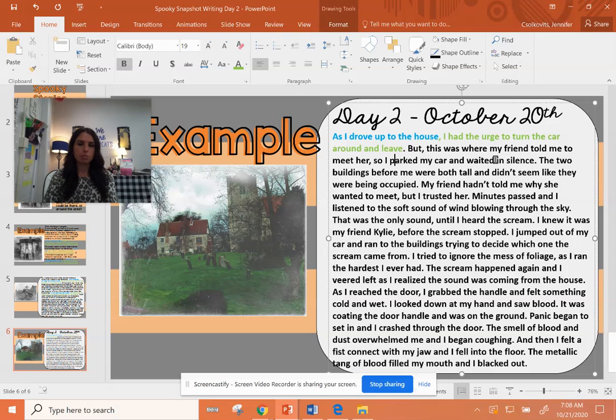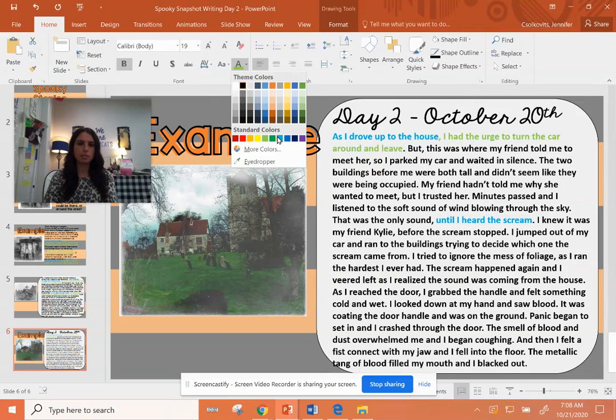Technically, that's a dependent clause. I'm just going to highlight just two, though. "The two buildings before me were both tall and didn't seem like they were being occupied." Good vocabulary. "My friend hadn't told me what she wanted to meet, but I trusted her. Minutes passed and I listened to the soft sound of wind blowing through the sky. That was the only sound until I heard the scream." So "until I heard the scream" is actually going to be a dependent clause.